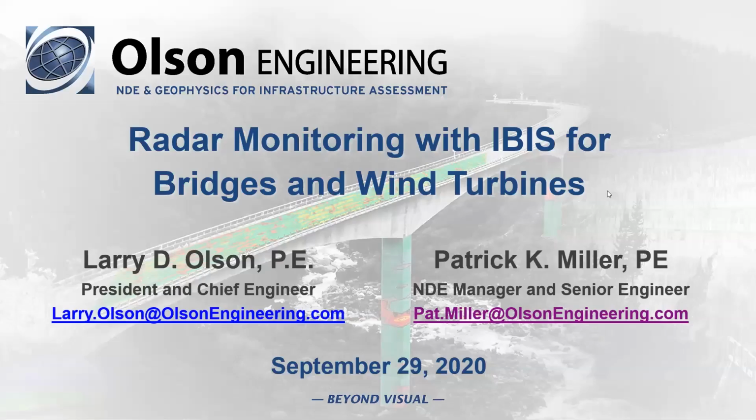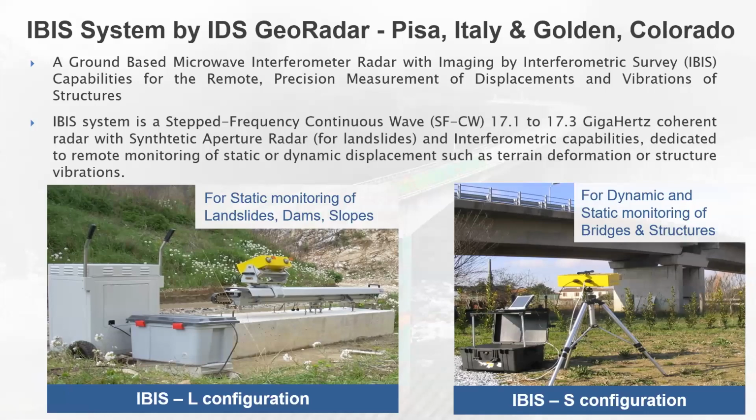Okay, I already mentioned the first slide. We're going to talk about radar monitoring. This IBIS system, or imaging by interferometric survey, as it says here, is manufactured by IDS Georadar in Pisa, Italy, and they have an office in Golden, Colorado, quite close to our firm.